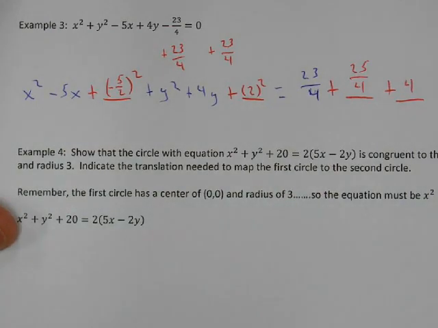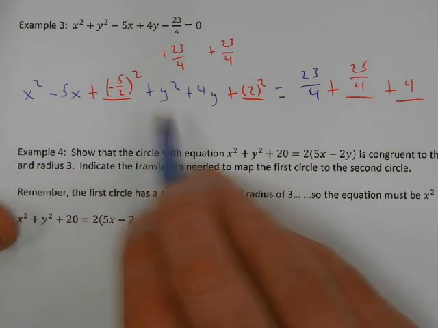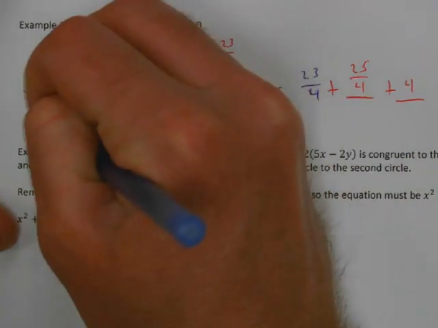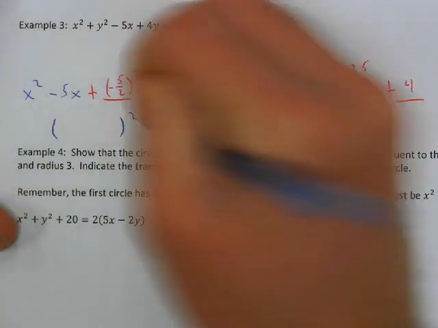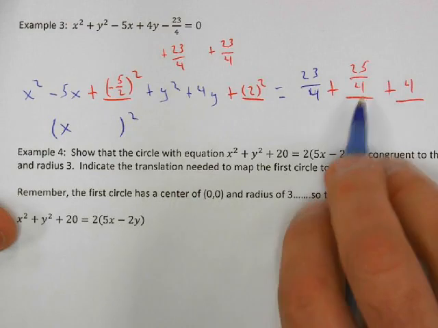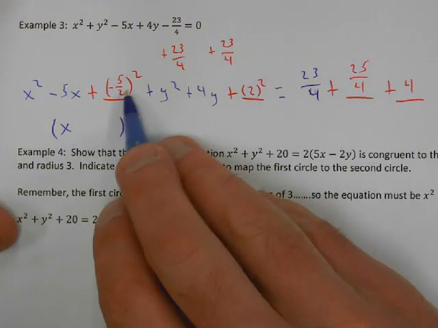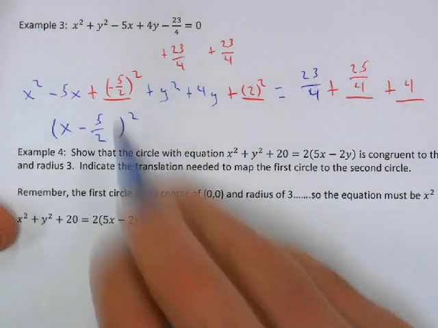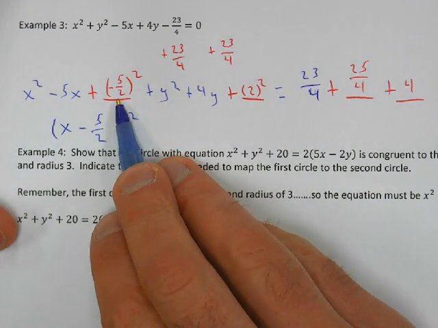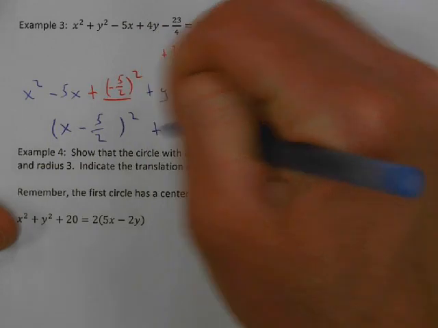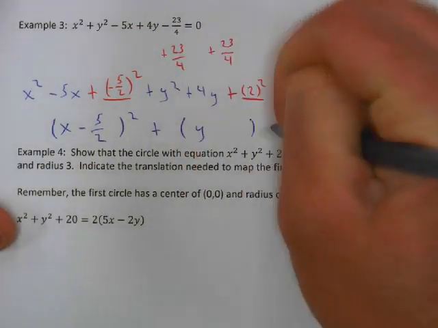Why did we add that stuff? Well, now I can write this as something squared and this as something squared equals some number. So what is this first squared part going to be? Well, what's going to go in here with the x's? Well, what did I square to get 25 over 4? I squared negative 5 over 2, so that's what goes in here, negative 5 over 2, and that's the advantage to writing it like this. If I wrote 25 over 4, I'd have to factor something with fractions, which would be kind of hard to do. Okay? And plus, we have something with y in it, squared.